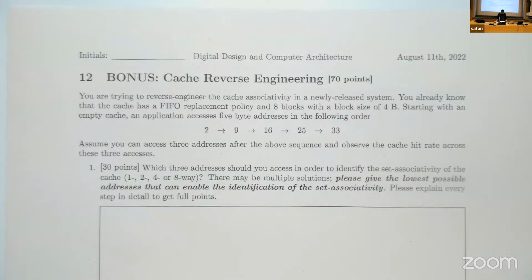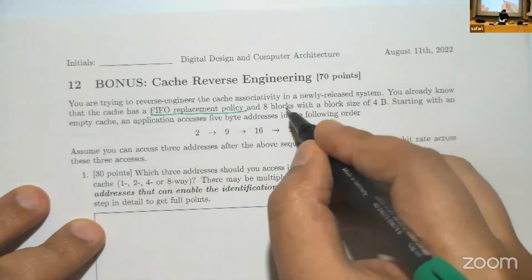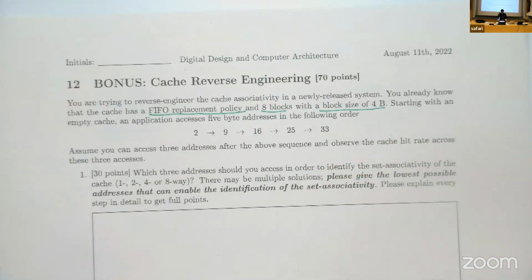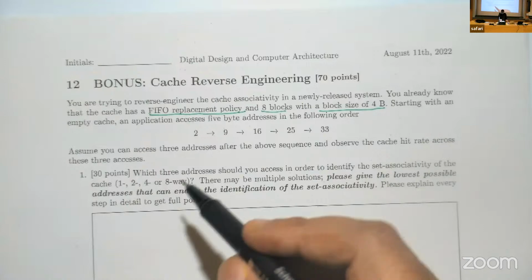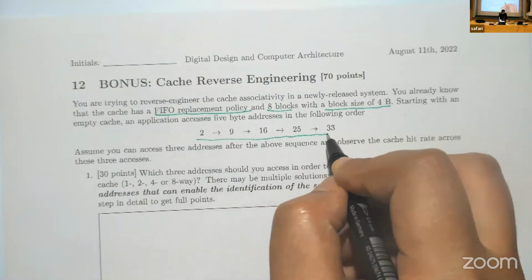This was the last question in the exam last year. The question is about cache reverse engineering, and it's a pretty long question, but with the right technique, you can solve it easily. The question goes like this: you are trying to reverse engineer the cache associativity of a new release system. You already know that the cache has a FIFO replacement policy, 8 blocks, and a block size of 4 bytes. We'll start with an empty cache, and then the application accesses 5 byte addresses in the following order. And this is the order of accesses that we have.